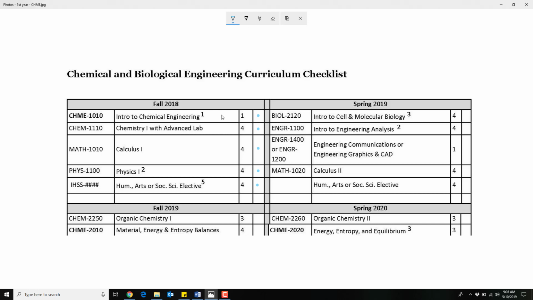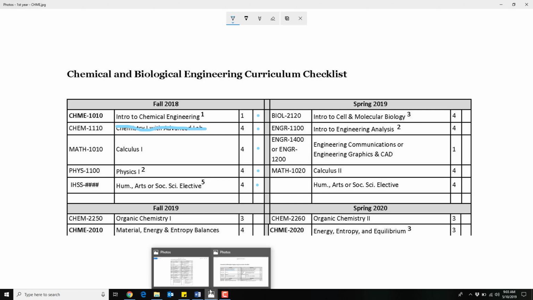We've covered each of these different areas. Let's say that you came in with advanced placement or college or prior credit for any of these courses. For instance, let's say that you did come in with Chemistry 1. What you could do is cross this out, and then we would move on to our next science course. Moving into the spring, that would be Introduction to Cell and Molecular Biology, which, again, has a footnote.